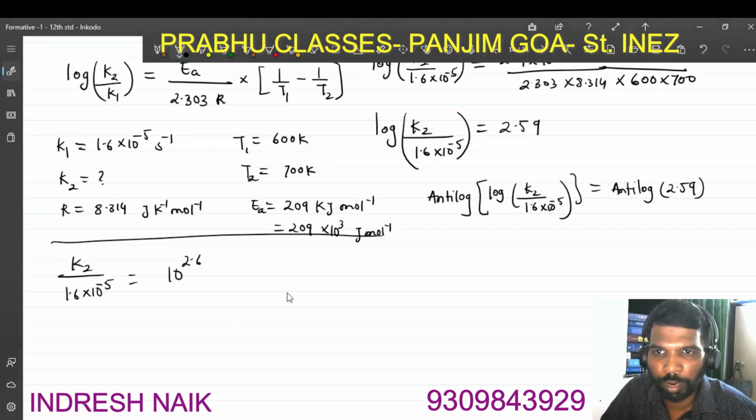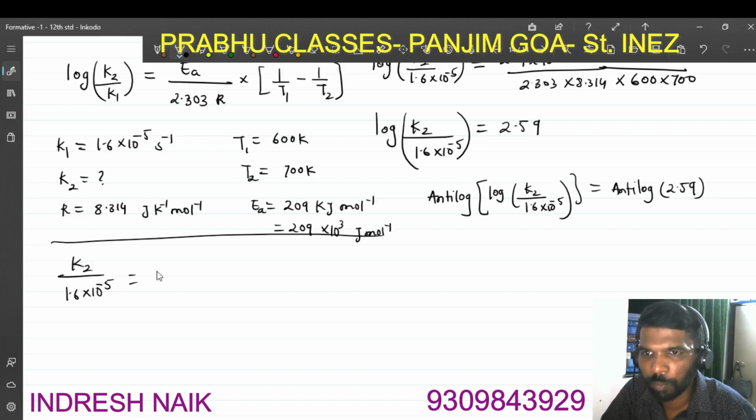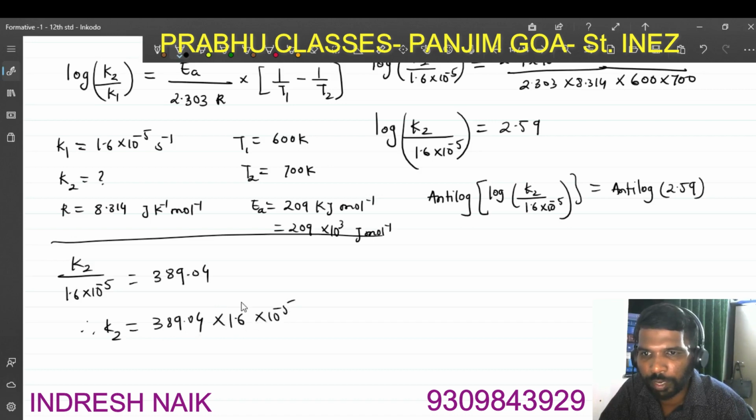If you find the antilog of this using the anti-logarithm table, you will get the value to be 389. You can use the anti-logarithm table over here. Therefore, K2 is 389.04 multiplied by 1.6 into 10 raised to minus 5. K2 is equal to 622.47 into 10 raised to minus 5.